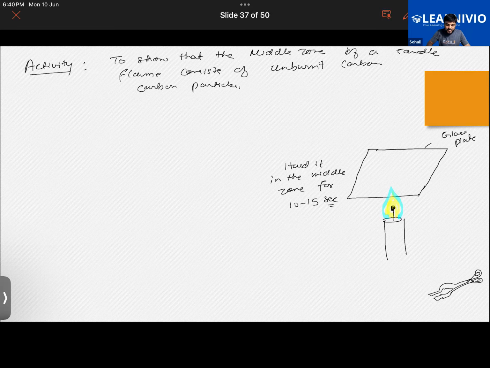Remove the glass now. What will you observe now? You will observe that there will be a ring-like structure that appears over it. There would be a black spot appearing over it. Getting it, guys? Like this.